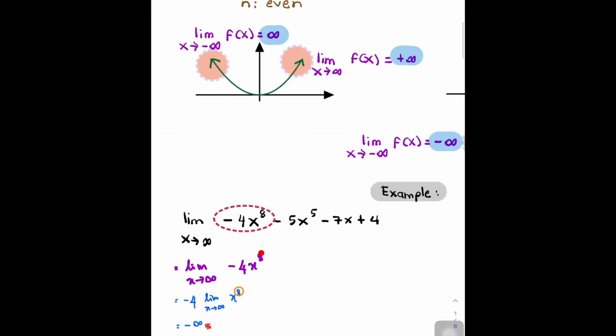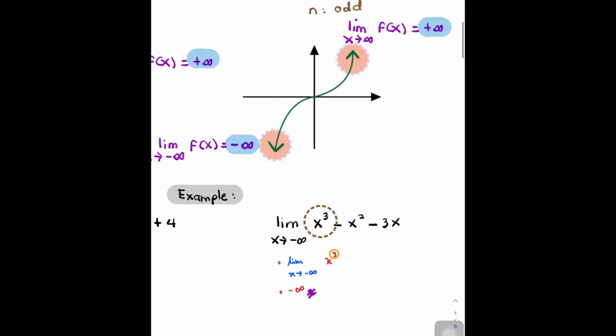x to the power of 8 is an even power, so let's check, as x approaches positive infinity, the limit will go to positive infinity. So let's rearrange, this is positive infinity, but you need to multiply it by minus 4, therefore our answer is negative infinity. Now let's check this example here.